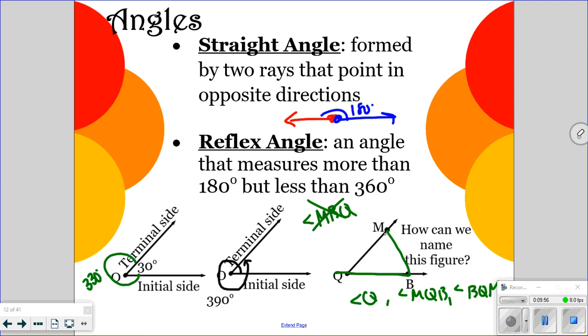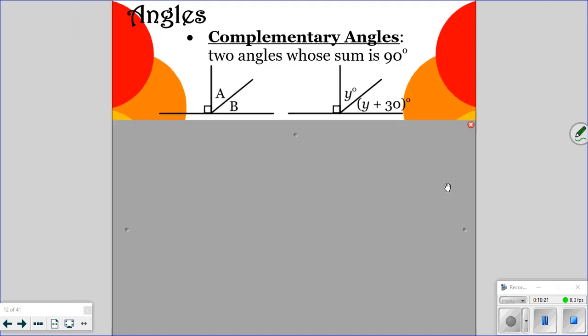If it had another segment here, and it said something about angle A. If I said angle Q, that's too ambiguous because there's this little angle here at Q and this little angle and the whole big angle. So if there are multiple angles at the vertex, one variable here does not work. Okay, so hopefully all of that's review.